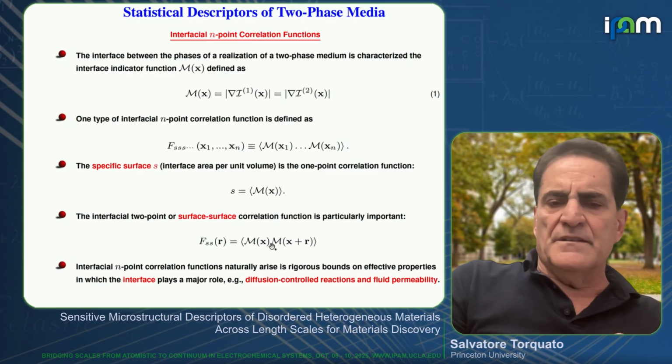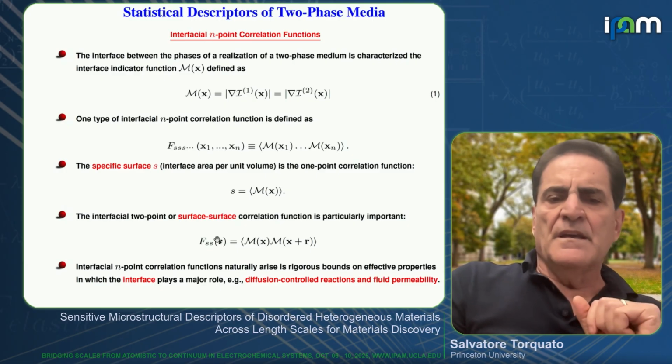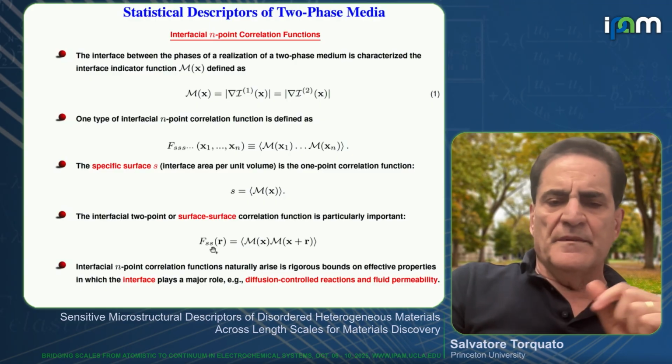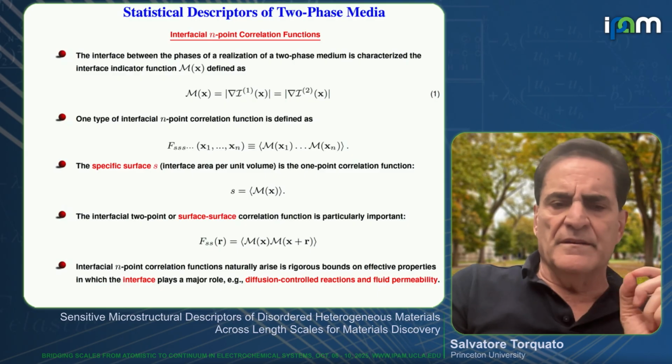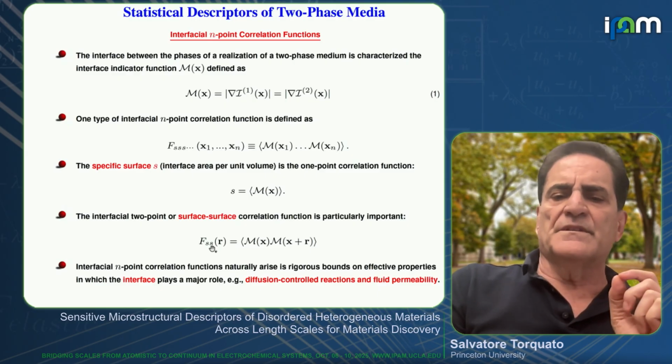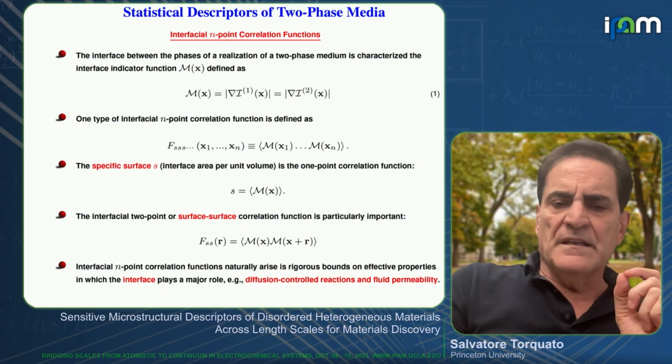Then another one is you have a product of these two M's at different positions, and if it's homogeneous, then it just depends upon the displacement between the two points. So I'm going to call that R. This is called the surface-surface correlation function.